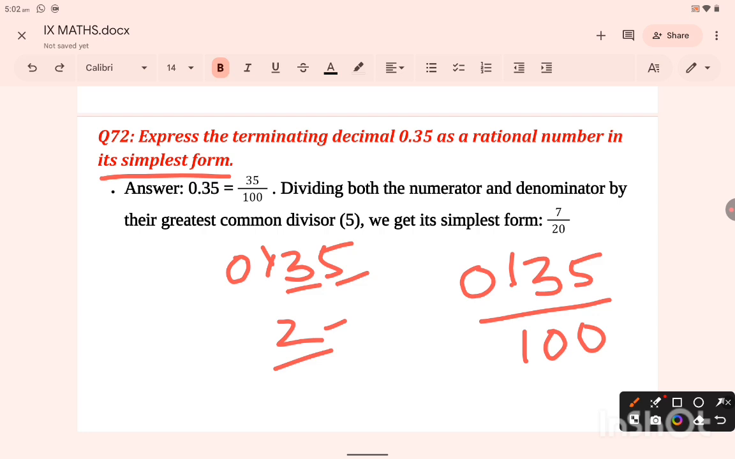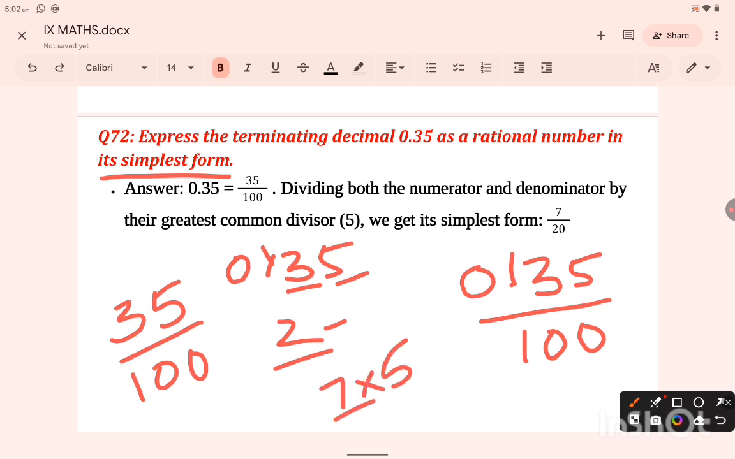Therefore 0.35 can be written as 35 by 100. Now 35 can be written as 7 into 5, and 100 can be written as 20 into 5. Now 5 gets cancelled, and it remains 7 by 20. Here 7 by 20 is the simplest form of 35 by 100.